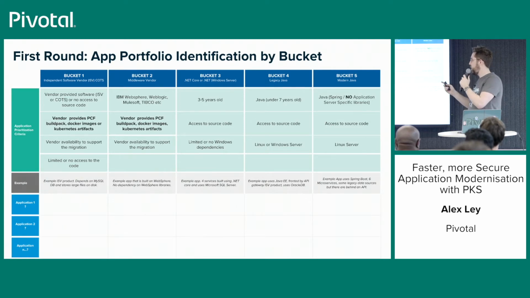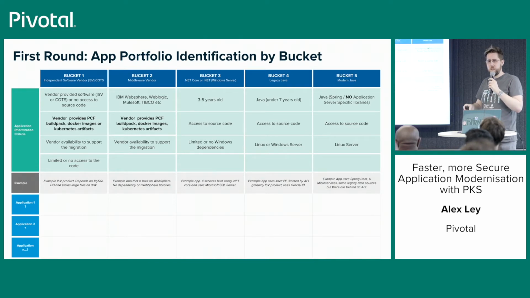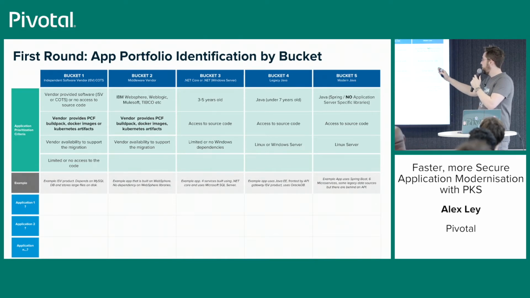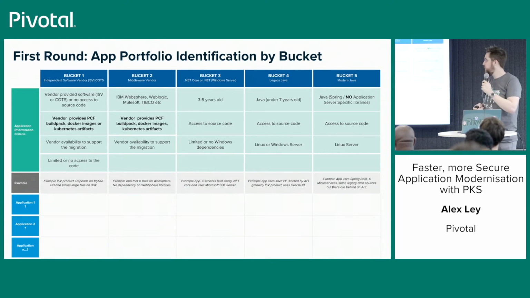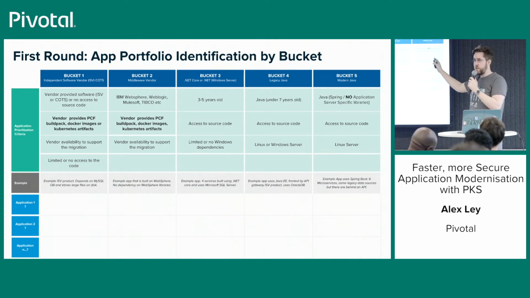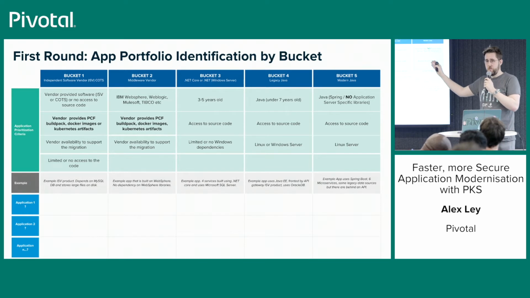We also have middleware. This is similar. You might not have the code, you might just be doing some customizations. Buckets 3, 4, and 5 are really in-house custom things. Might be using .NET, might be using modern Java, legacy Java. And you're thinking this is where you'll get lower levels of modernization needed. And this is, on the left-hand side, good candidates for replatforming.